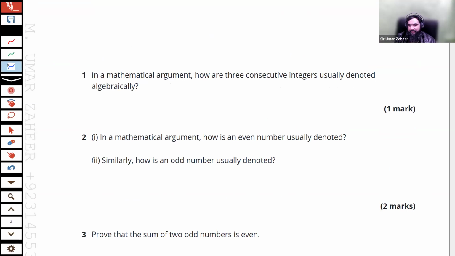How can we show three consecutive integers? Yeah, n minus 1, n, and then n plus 1. Yes. The middle number is n, so you have to take the one previous number, n minus 1, and the one after number, n plus 1.